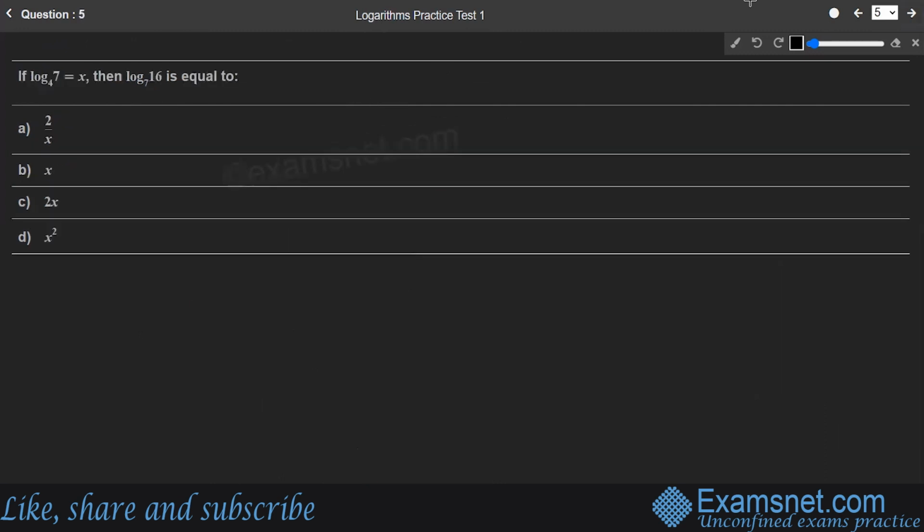Now, question number 5. If log base 4 of 7 is equal to x, then what is log base 7 of 16? This is what we have to do. He has given us log base 4 of 7 equal to x, and we are supposed to find out the value of log base 7 of 16. If you see it carefully, we can use a property here.